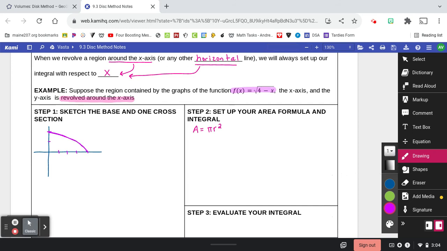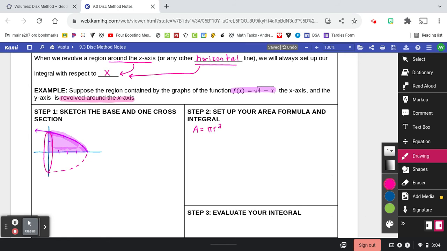Now you'll notice the instructions say we want the area contained by that graph, the x-axis and the y-axis to be revolved. So it's going to be this area of the graph right here that we are rotating, and we are going to rotate that area around the x-axis. So sort of the bottom of that shape when we spin it is going to look like this. And each of my slices is going to be a circle.